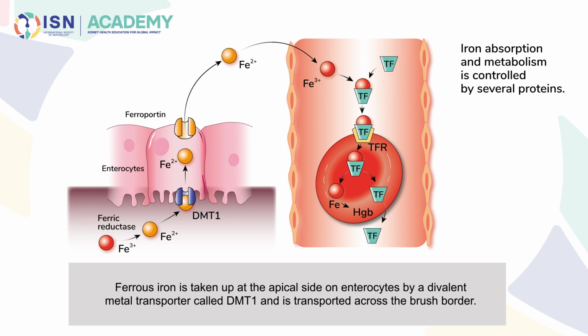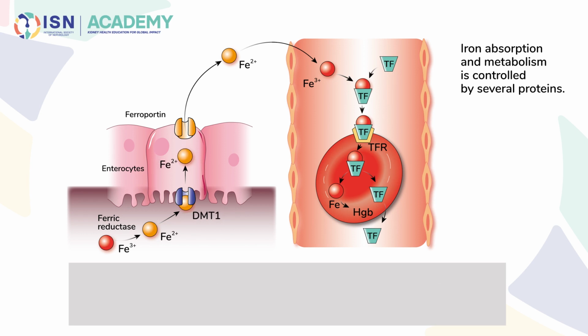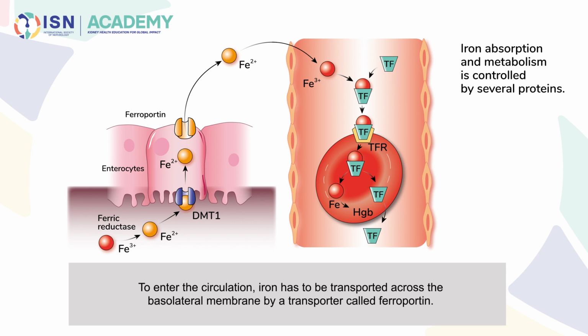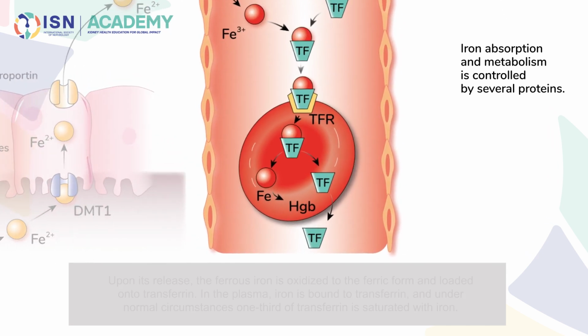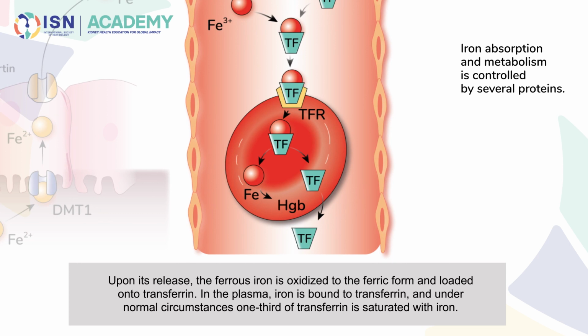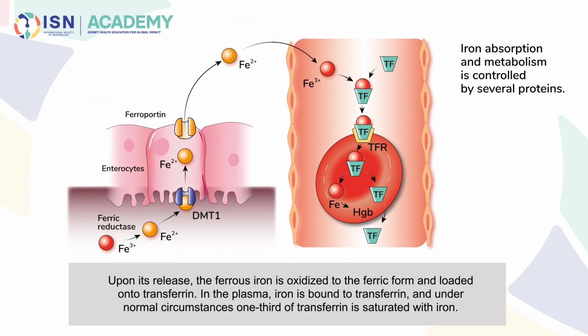Ferrous iron is taken up at the apical side of enterocytes by a divalent metal transporter called DMT1 and is transported across the brush border. To enter the circulation, iron has to be transported across the basolateral membrane by a transporter called ferroportin. Upon its release, the ferrous iron is oxidized to the ferric form and loaded onto transferrin. In the plasma, iron is bound to transferrin, and under normal circumstances, 1/3 of transferrin is saturated with iron.